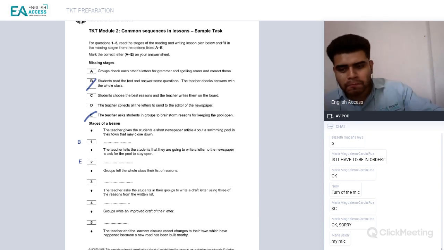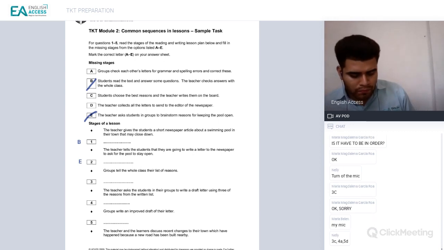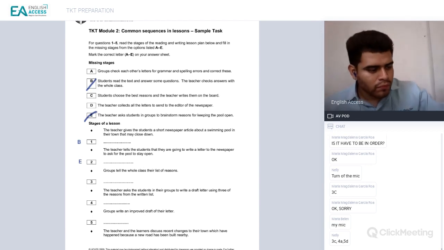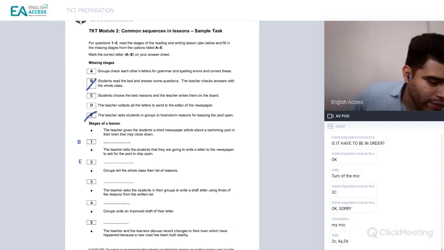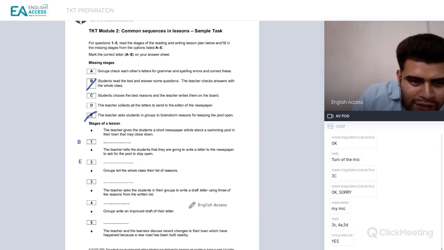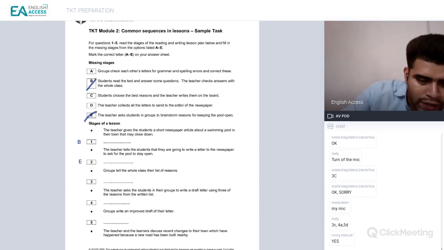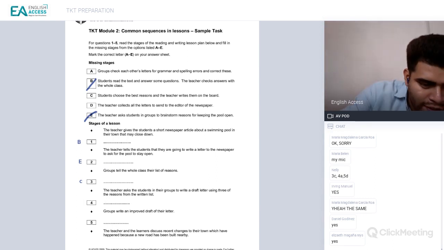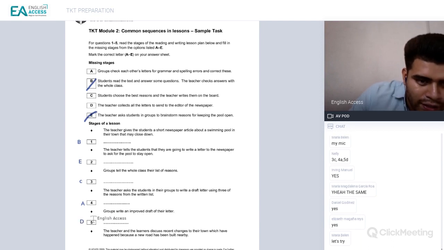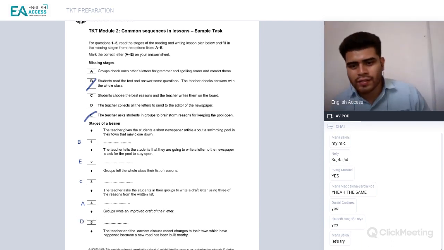Finished? Three C, 4A, 5D. Teacher Nelly, you are correct. 3 is C. 4 is A. And 5 is D. Excellent.